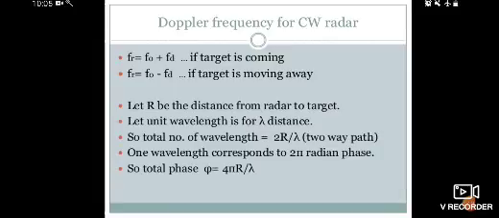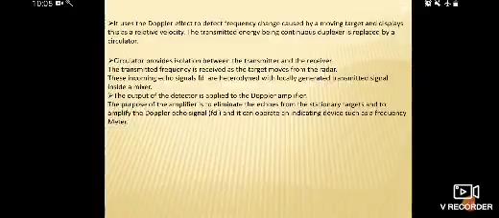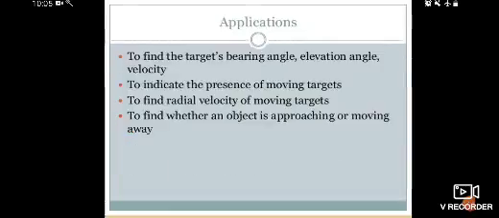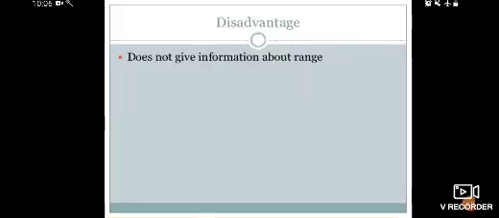So this is the figure of the CW radar. In the CW radar, not the modified one, the applications are to indicate the presence of a moving target, to find the velocity of moving targets, and to tell whether an object is approaching or moving away from the antenna. These are the main applications of CW radar.